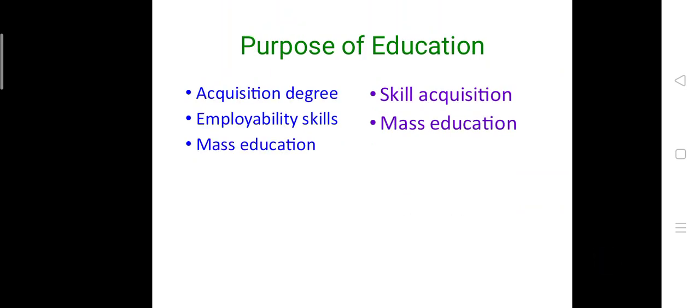Then, purpose of education, the next aspect for comparison. Acquisition of a degree or a certificate is the sole purpose of education, and this certificate or percentage of marks is considered highly significant for getting jobs. So naturally, the purpose of education is acquisition of a degree in the Indian context, and the acquisition of skills in the Western system of education. It is more skill oriented. Their purpose is to acquire necessary skills in various areas.